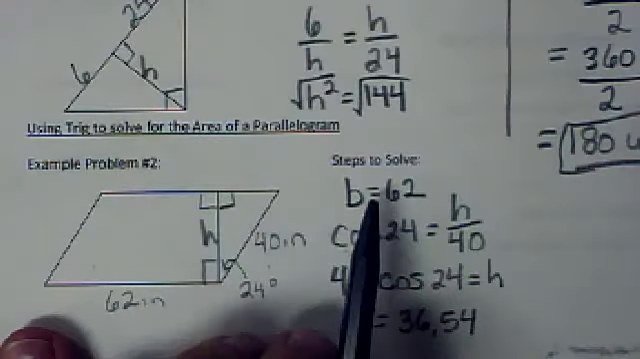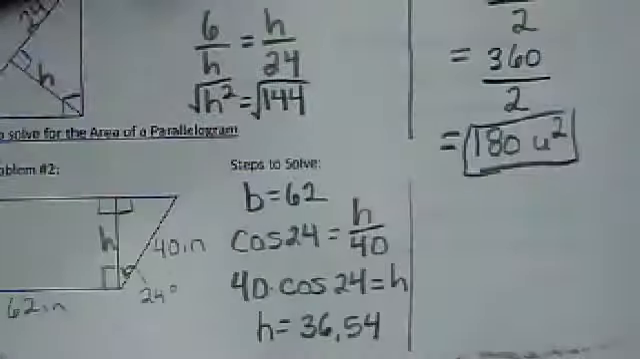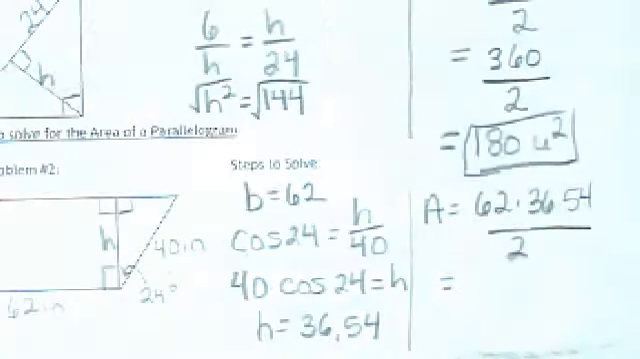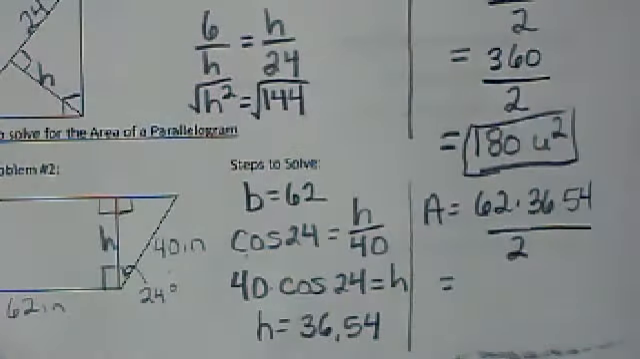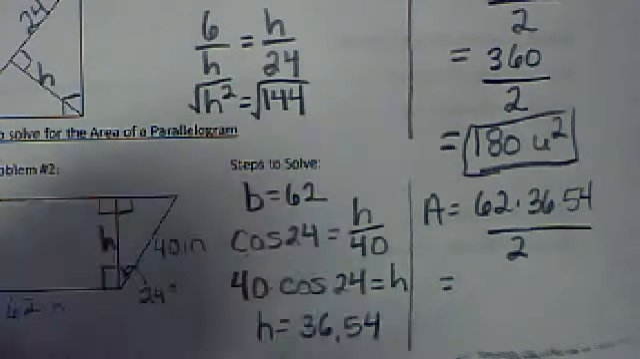So now I have my base and my height, and I can solve for my area. So area is equal to base of 62 times height of 36.54 divided by 2. So 62 times 36.54, press enter, divided by 2, gives me an area of 1,132.74 units squared.